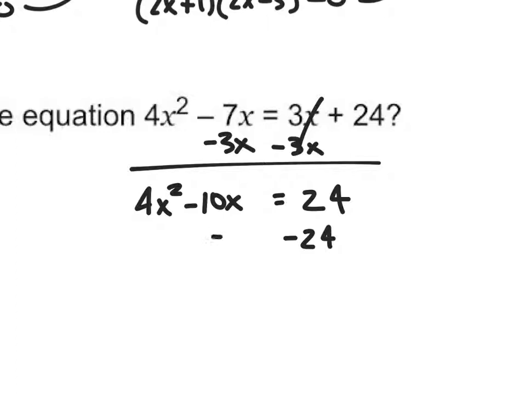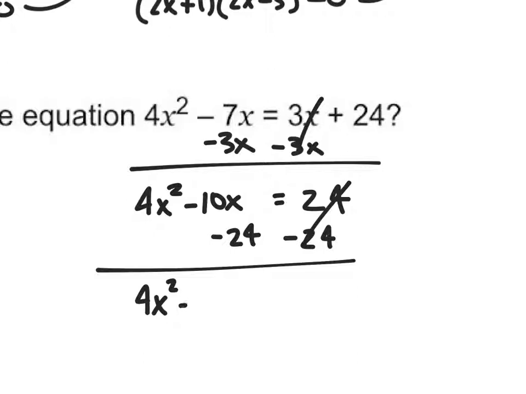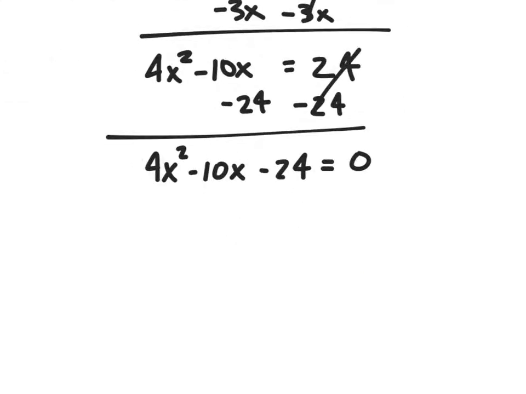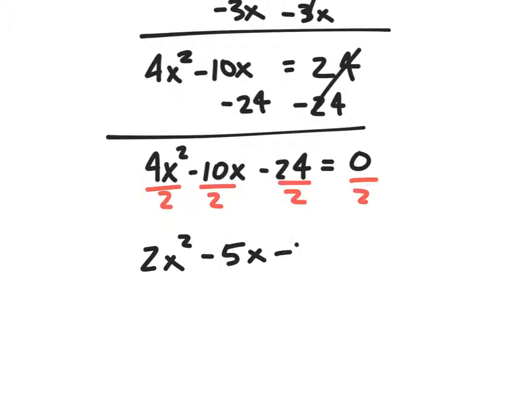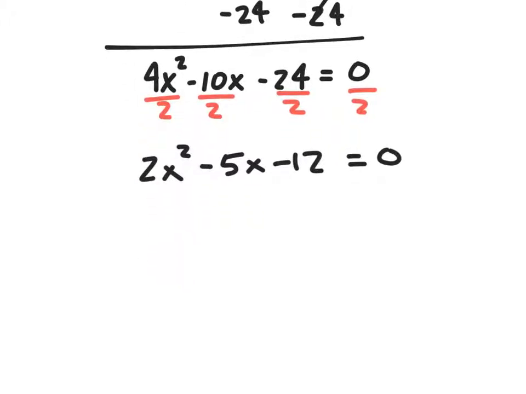Subtract 24 from both sides, and so we end up getting 4x squared minus 10x minus 24 is equal to 0. Okay, so now at this point, because all these numbers are even and this is in standard form, what I want to do is divide everything by 2 to make these numbers a little bit smaller. So this is going to give me 2x squared minus 5x minus 12 is equal to 0. So now what I'd want to do is factor this.